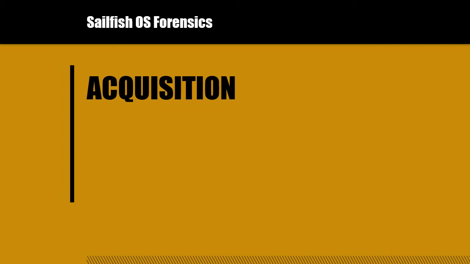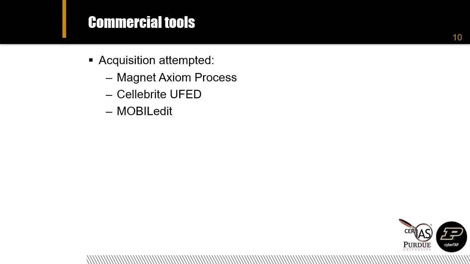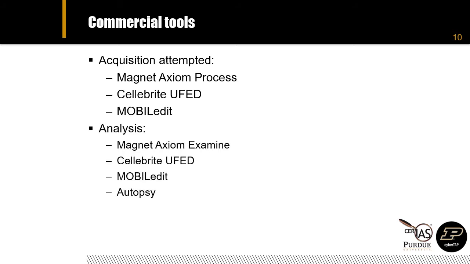This section covers acquisition. We attempted both acquisition with commercial tools and open source tools. The commercial tools used for acquisition were Magnet Axiom Process, Cellebrite UFED, and MobileEdit. None of those tools was able to extract image successfully. Just for completeness, we decided to test those tools in analysis after the image was acquired using TWRP. None of those was able to analyze the content properly, and only Autopsy was able to extract individual files, but it was unable to read any of the schema and make any meaningful assertions and conclusions about call logs and so on.